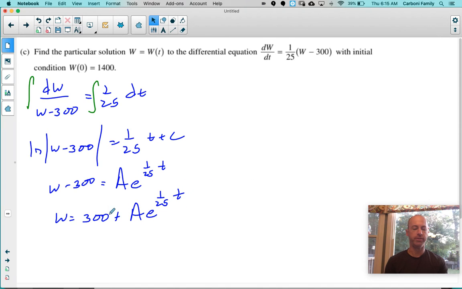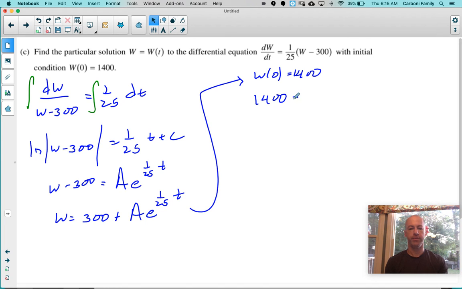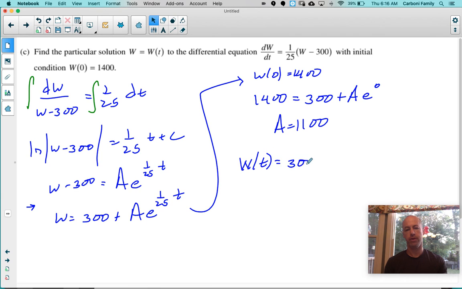And I kicked it into autopilot a little bit too soon there, because now when I solve for my initial condition, W of 0 equals 1,400, I'll plug 1,400 in for my W. I have 300 plus A e to the 0. And the reason I say I kicked in autopilot a little bit too fast is because to solve for A, I now have to move that 300 back over. I probably should have solved for A right here instead of where I'm doing it now, but it's not that big of a deal. A is going to be 1,100. And now I have a full equation for W: 300 plus 1,100 e to the 1 over 25 t. And that is it for 2011 number 5. Is it number 5? I don't know. Yep, number 5.